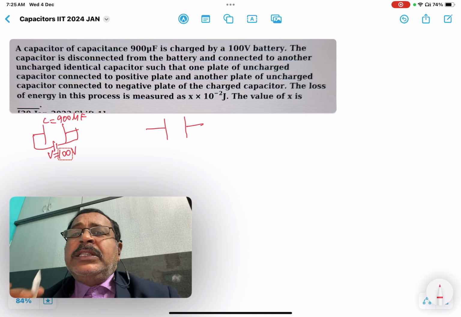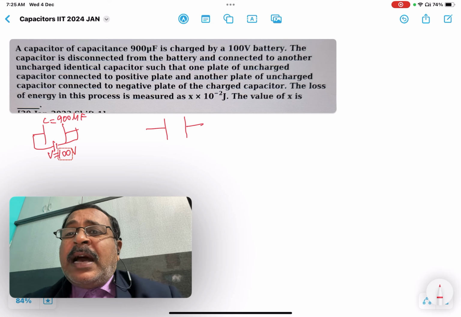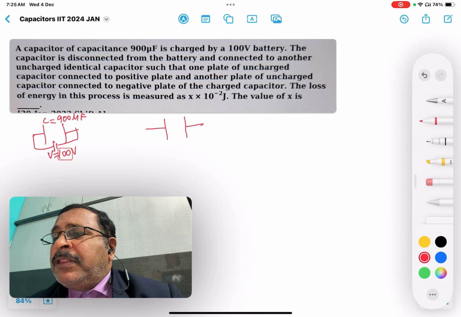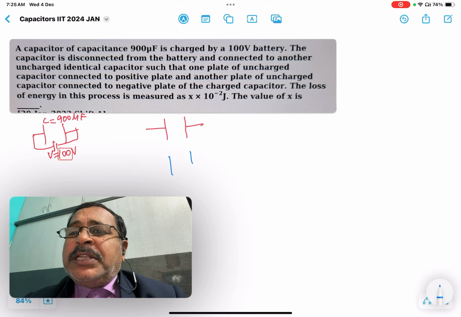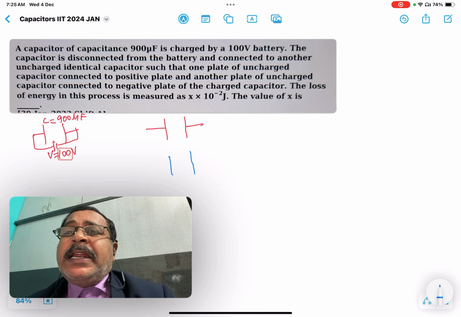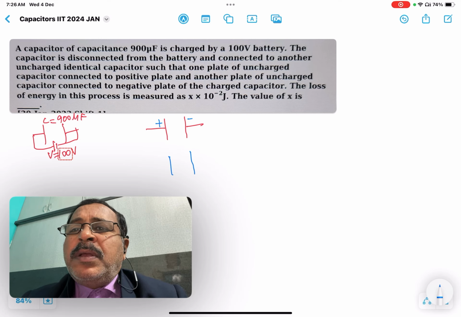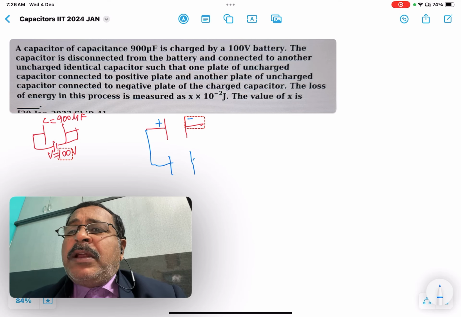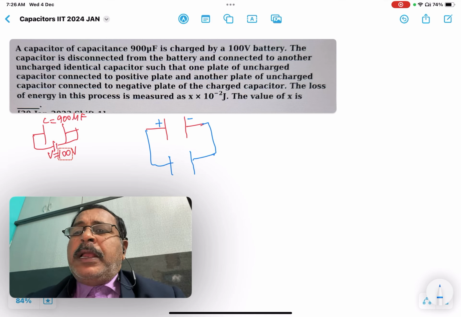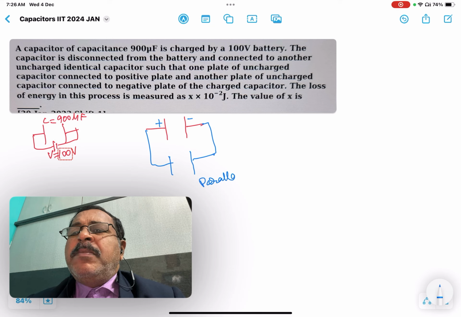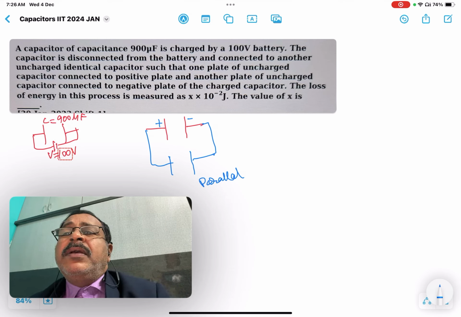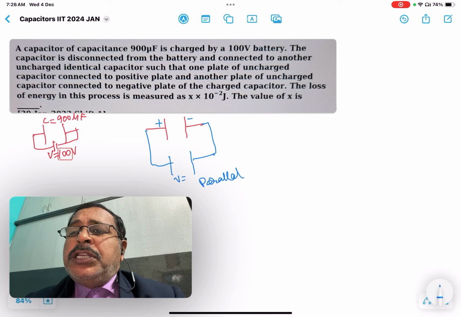Now, another uncharged capacitor is connected here. I am representing the uncharged capacitor with the blue pen. So, this is the uncharged capacitor connected. How is it connected? It is clearly mentioned there. One plate of the uncharged capacitor is connected to the positive terminal like this, and another plate of the uncharged capacitor is connected to the negative terminal. So this becomes a parallel combination again. Parallel combination again.